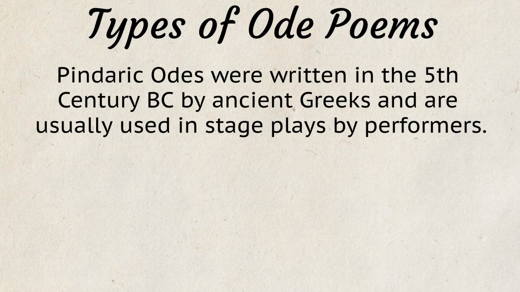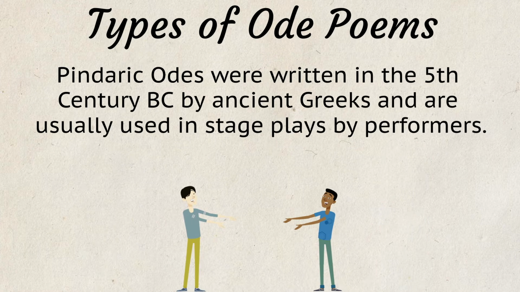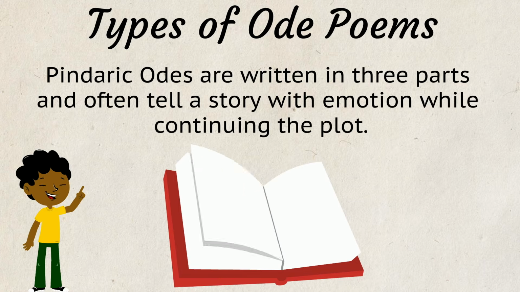Pindaric odes were written in the 5th century BC by ancient Greeks and are usually used in stage plays by performers. Pindaric odes are written in 3 parts and often tell a story with emotion while continuing the plot.